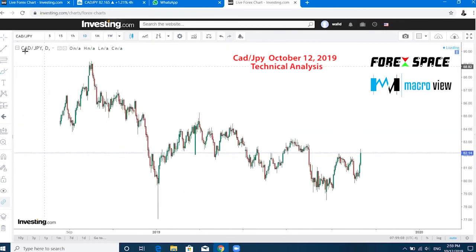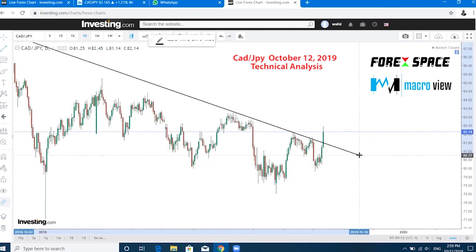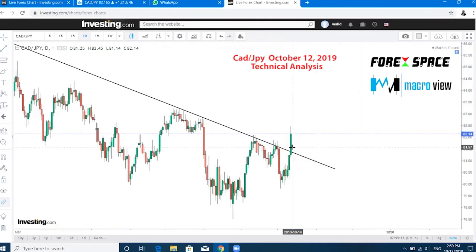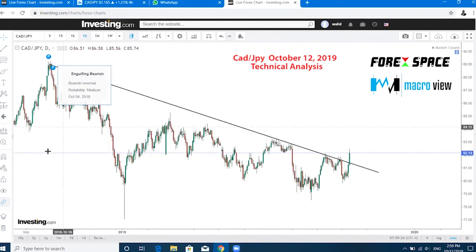If we can draw the trend line, the trend is broken. It was broken Friday, which is a very good sign of bullish opportunity because the trend is strong and it's since September 2018.